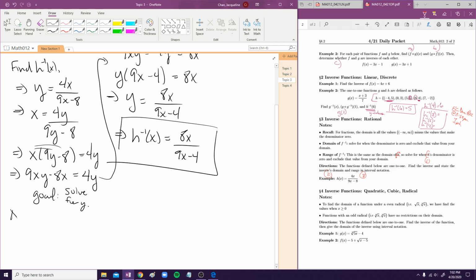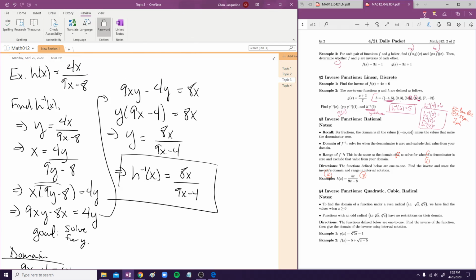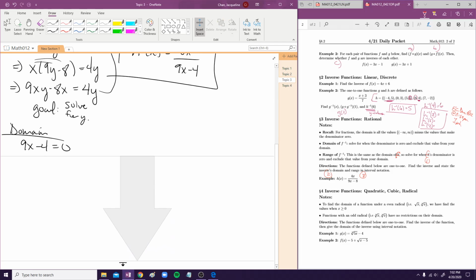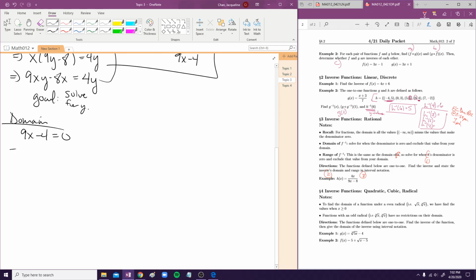Right? So domain is just how we would solve for h of x. So we're going to get 9x minus 4, and we're going to set it equal to 0. Going to insert some space so you don't have to look so low. When I solve for the domain, I get 9x equals 4, and then x is equal to 4/9.